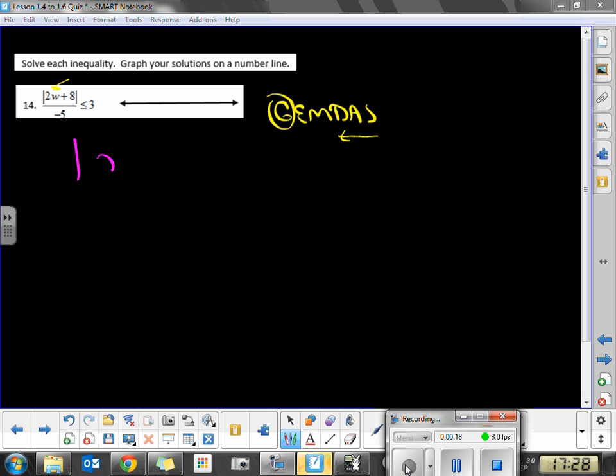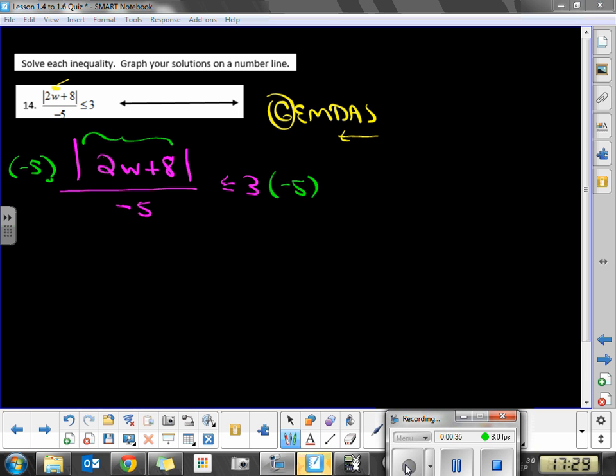So we've got the absolute value of 2 times W plus 8, divided by -5, is less than or equal to 3. So to get at this absolute value, so I can isolate it by itself, I'm going to have to multiply both sides times -5. When I multiply by a negative, I'm going to have to reverse the inequality sign, so I'm going to have the absolute value of 2 times W plus 8 greater than or equal to -15.